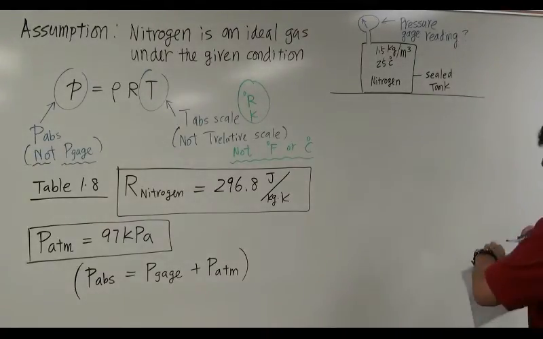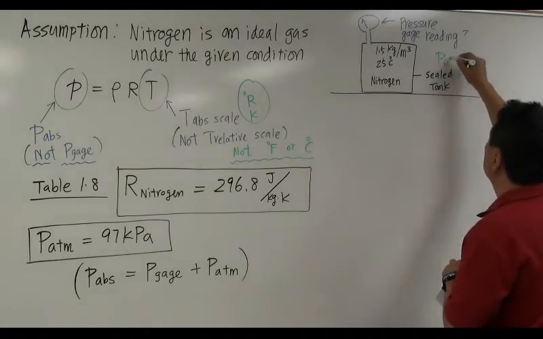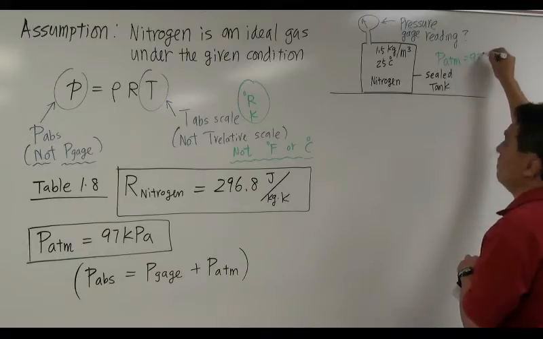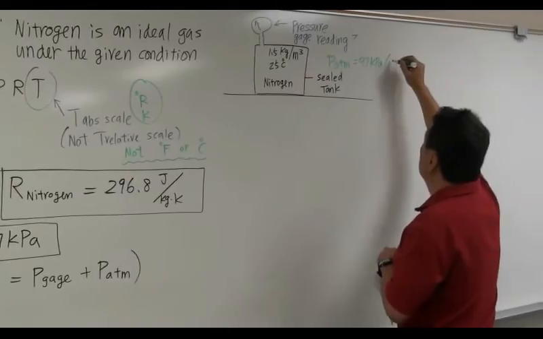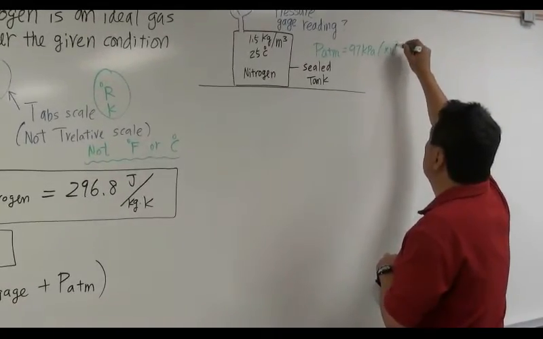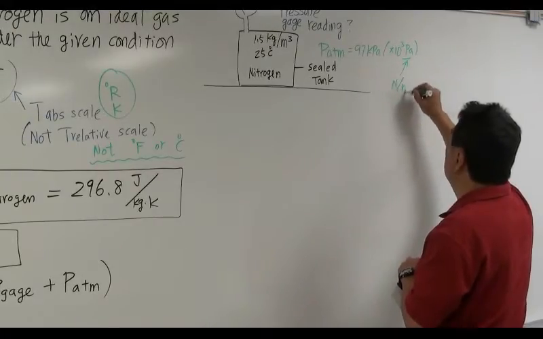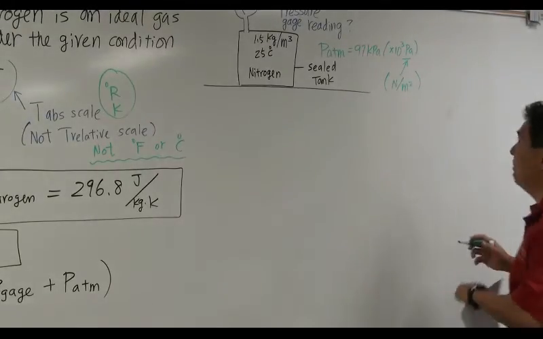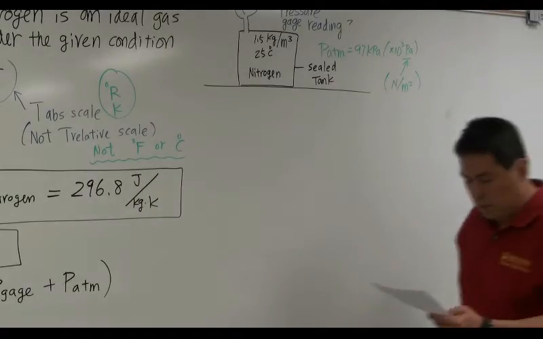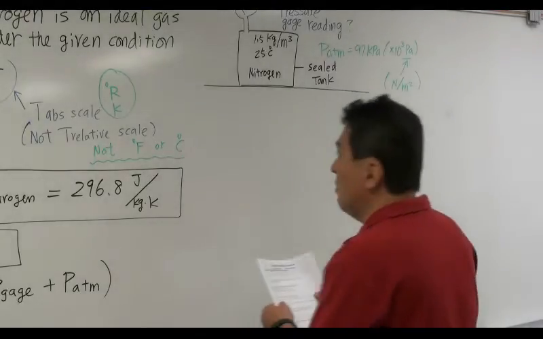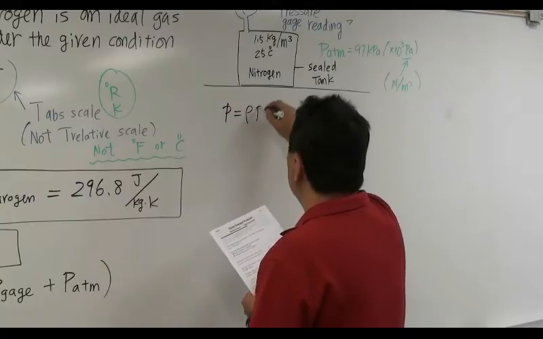Okay. For a given condition, atmospheric pressure is 97 kilopascal. Now kilopascal is 1000 Pascal. Then Pascal is essentially Newton per meter squared. Let's be careful about that. So this is 97,000 Newton per meter squared. Okay, so we're going to apply P equal to rho RT straight out. P equal to rho RT.